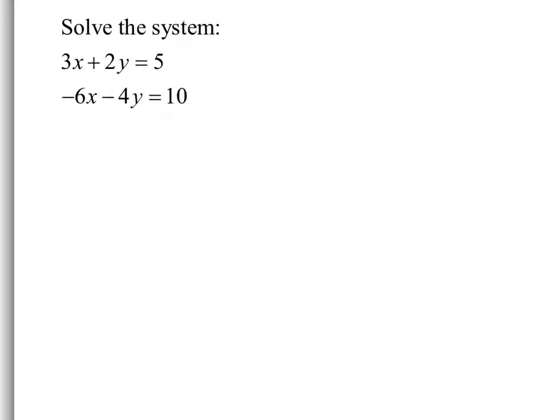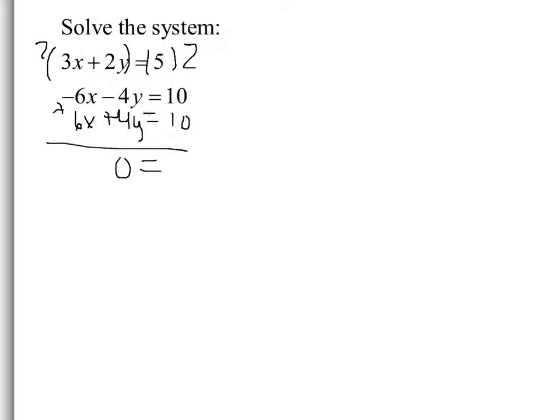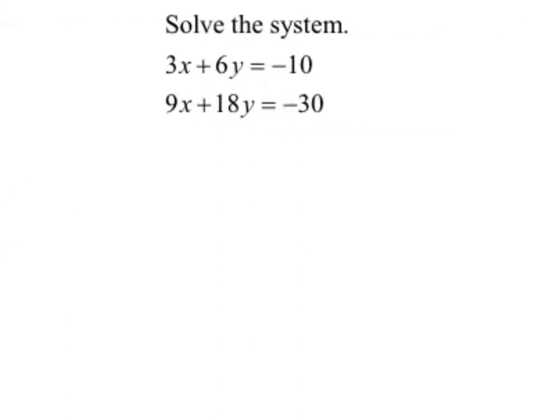So it just says solve the system. So when it says that, you pick which way. Well, I do elimination because I see if I multiply this by 2, I get 6x plus 4y equals 10. If I add these together, negative 6 plus 6 is 0, negative 4 plus 4 is 0, 10 plus 10 is 20. Is that a true statement? No, so that means no solution. Okay, so let's take a look at another one.